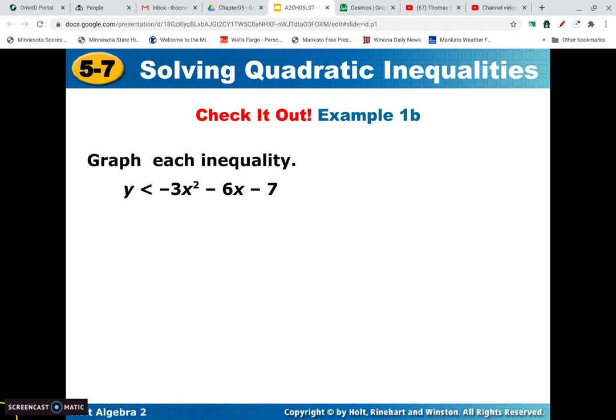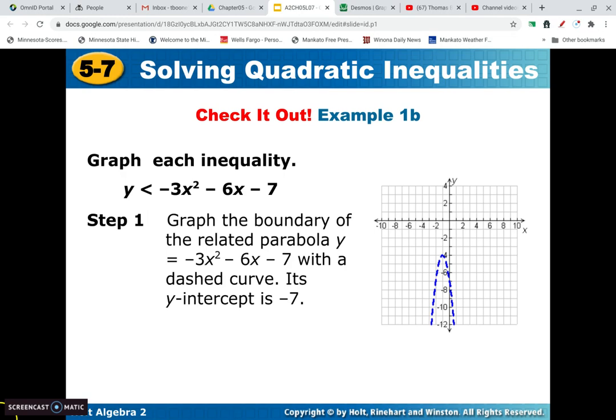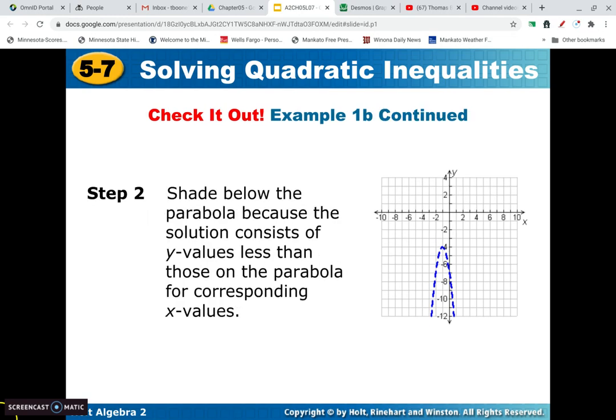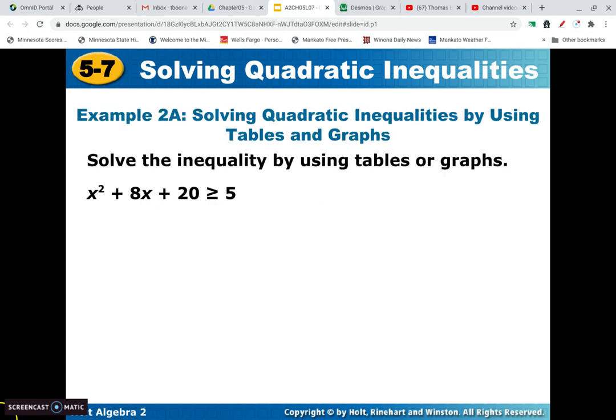Again, now remember this one, if it's less than, we're going to have a dotted line. And then again, if it's less than, we're going to shade below the parabola. And again, if you type it in Desmos as you see it, it'll do all the right things as far as solid or dotted lines and shading.